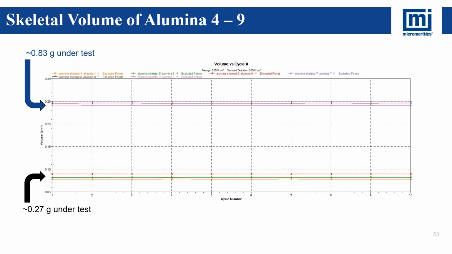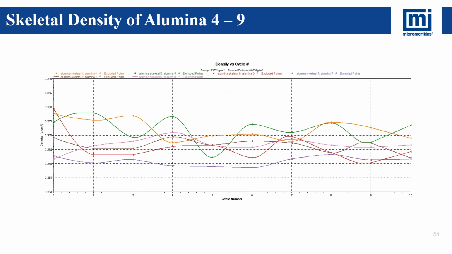Now remember, we want to determine skeletal density. And skeletal density is the mass divided by the skeletal volume. So when we look at the skeletal density for the 6 aluminas, we see there's very good agreement between them. The reason we had that grouping of 3 with a low volume and 3 with a high volume is because we characterize different masses of material. But once we take into account that fact, we see again very nice agreement. Now when we had more material under test for 7, 8, and 9, we had a little bit better repeatability of the cycles than for the smaller amount of material.